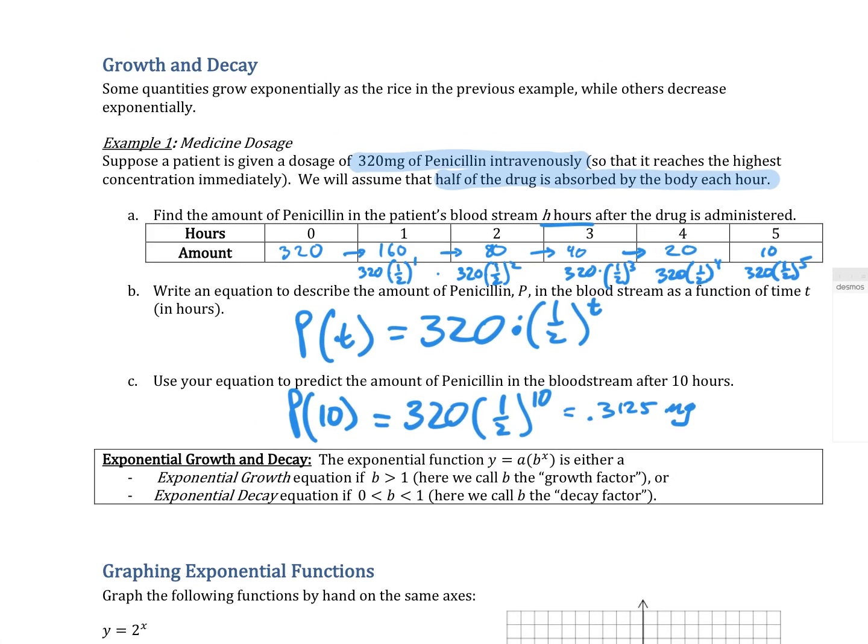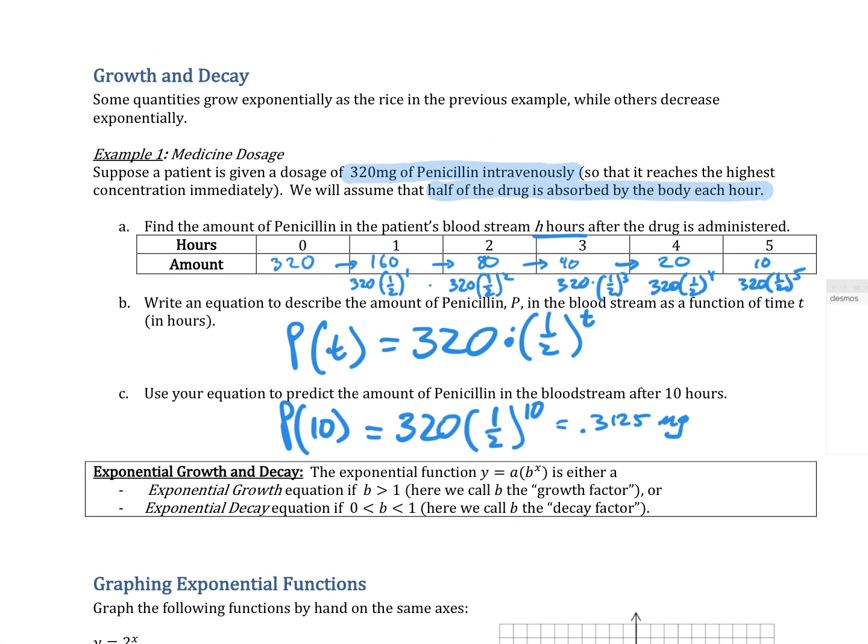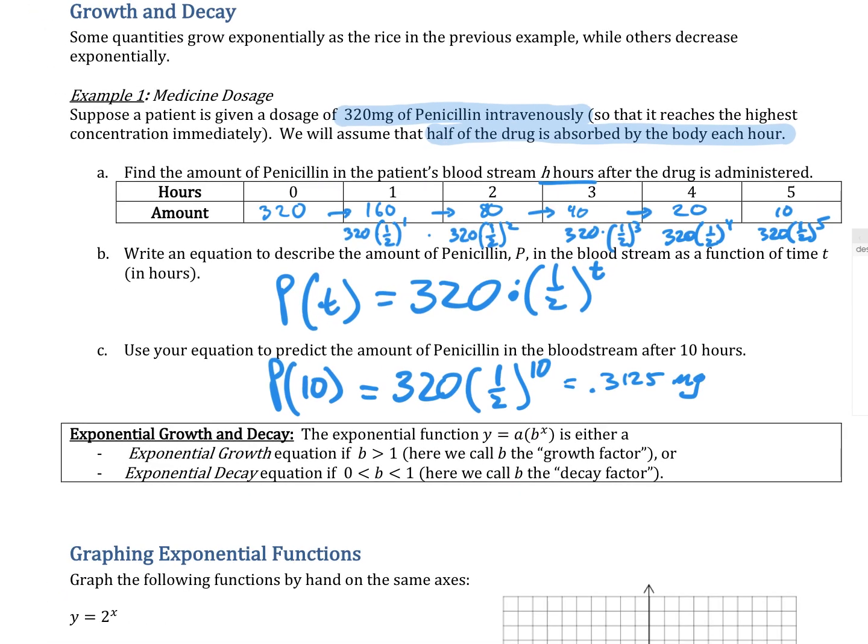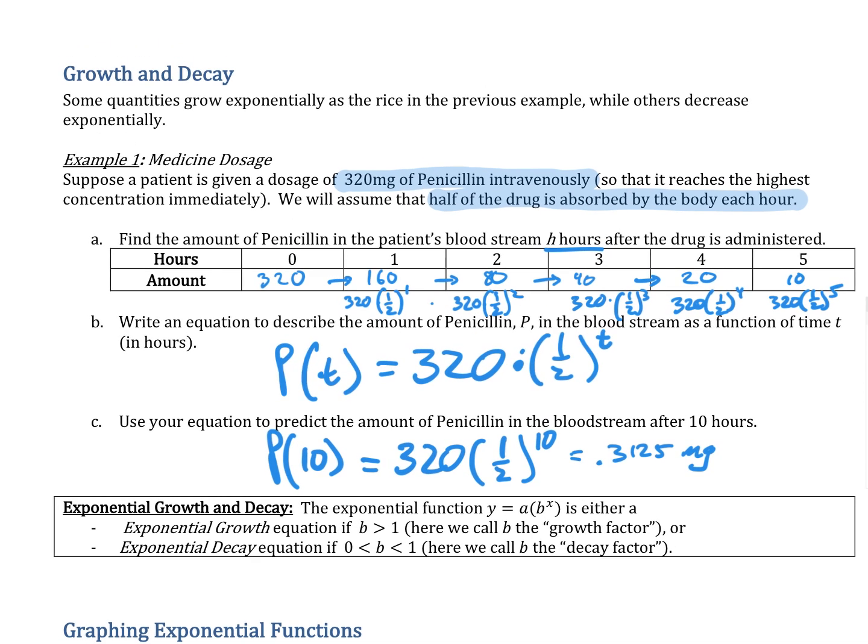Now, here's an interesting question. Will the penicillin ever be completely out of the bloodstream? It actually won't, because every time we half, there's something left. So when we have exponential decay, there's always something left. Now, it might not be measurable. It might be what we call negligible, but there will always be something left. That's an important property of exponential decay. So this is what we call exponential decay.